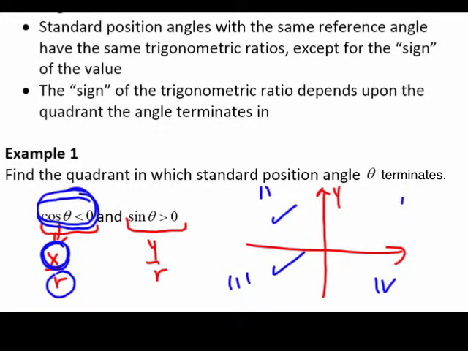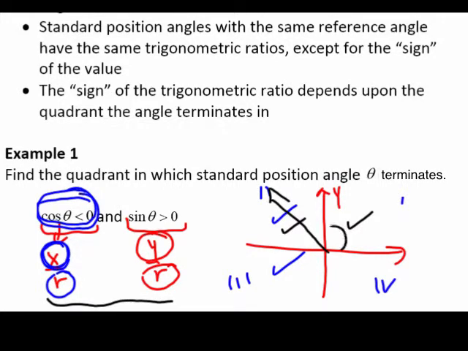For sine to be positive, since the radius is always positive, y would have to be positive. And where on my diagram are my y coordinates positive? Well, that would be quadrant 1 or quadrant 2. And so for both of these conditions to coexist, my terminal arm would have to be in quadrant 2.